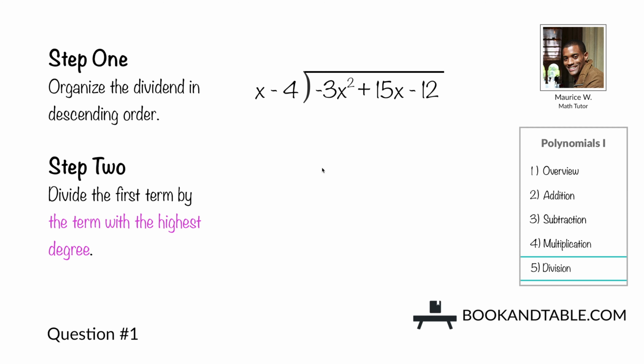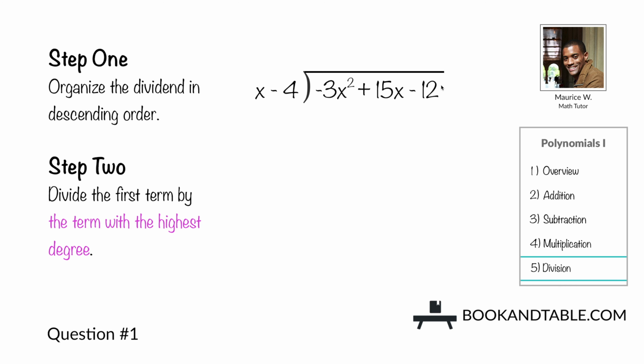Question number 1. We were finding the quotient of negative 3x squared plus 15x minus 12, our dividend, divided by x minus 4, our divisor. The first step, organize the dividend in descending order. So largest degrees to the left. So we have a degree of 2, a degree of 1, and a degree of 0.